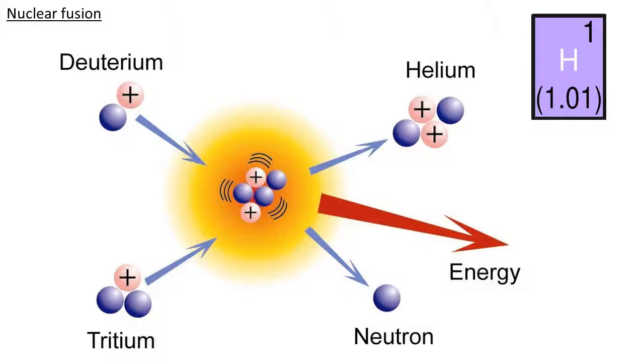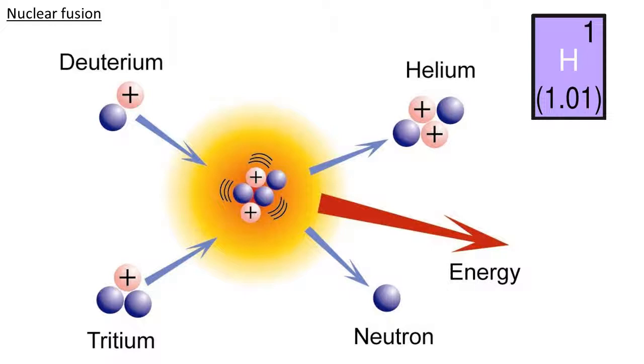So essentially we have two hydrogens smashing together and forming a helium, two protons, two neutrons. You get another neutron out of it, and you get some energy given off. So deuterium and tritium are isotopes of hydrogen. And we've got two small atoms fusing together, and that's why we call it nuclear fusion, because they're fusing together to form a larger atom.